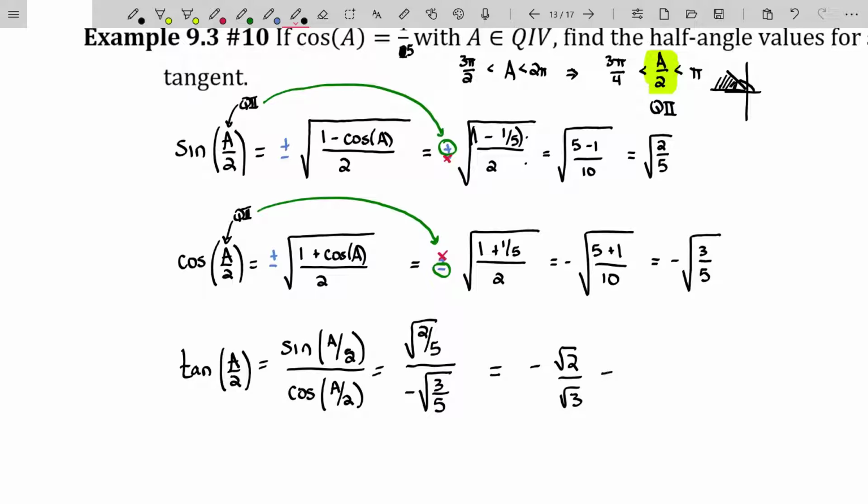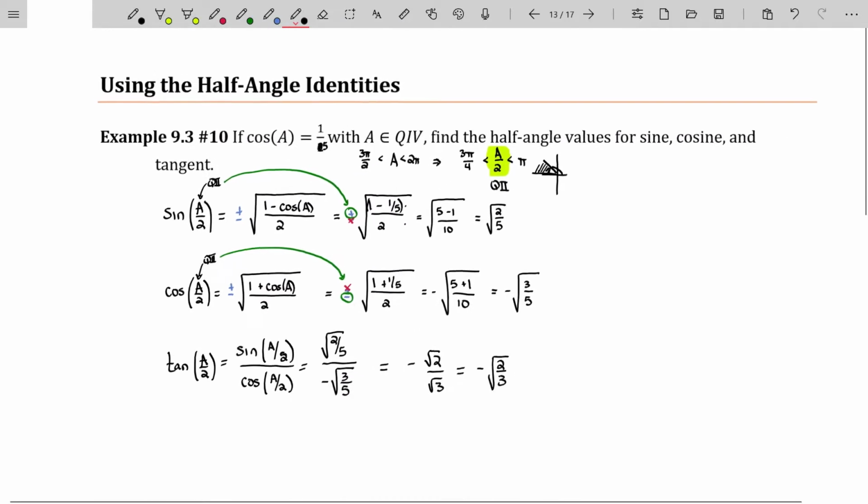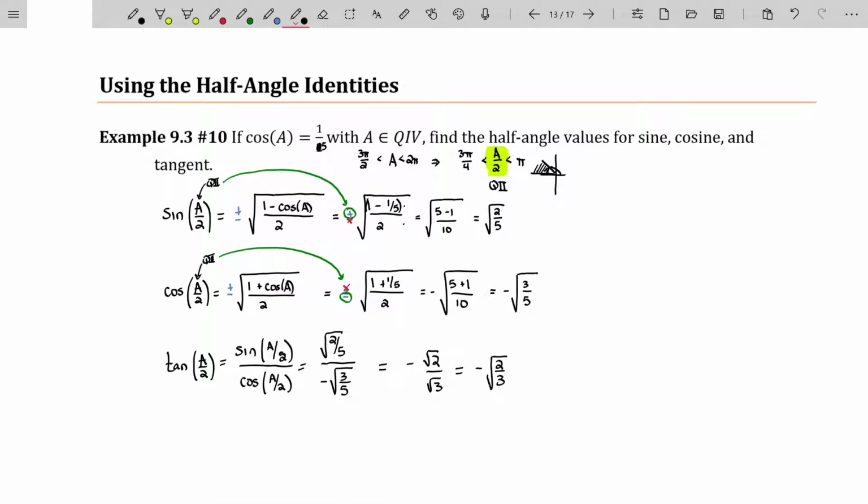That's one way to write it. I would probably write it as a negative square root of 2/3. It's just my personal preference. But whatever. It's the same answer. So that's how you do a problem like this. This is probably the most popular problem involving half angle identities. Everybody loves to give this style of problem. And in fact, on exams, I'm notorious for giving problems like this.